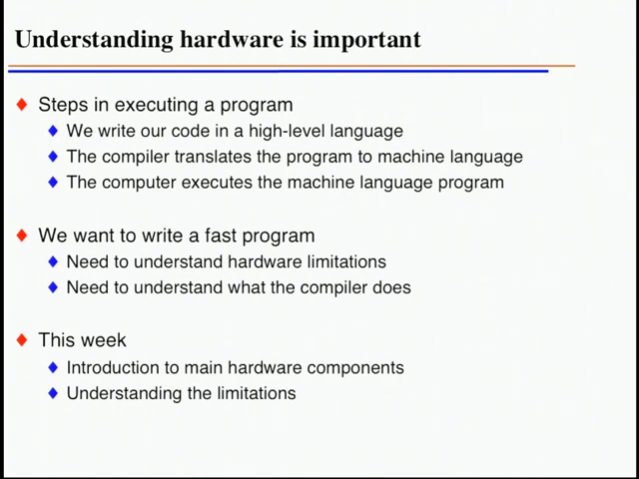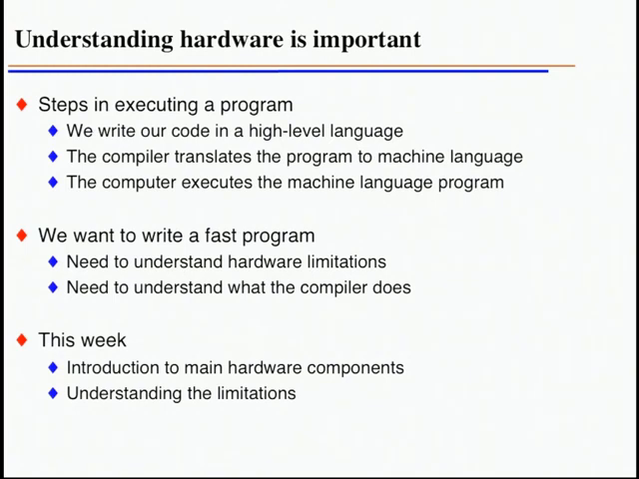All right, so you run your compiler over your C++ program, and the compiler will translate the C++ code into machine language. And the computer will only see this machine language that the compiler produced. It will never see your C++ code while executing the code, right? So if you now want to write a fast program, you should first understand the limitations of your hardware. And second, you should understand what the compiler does with your code.